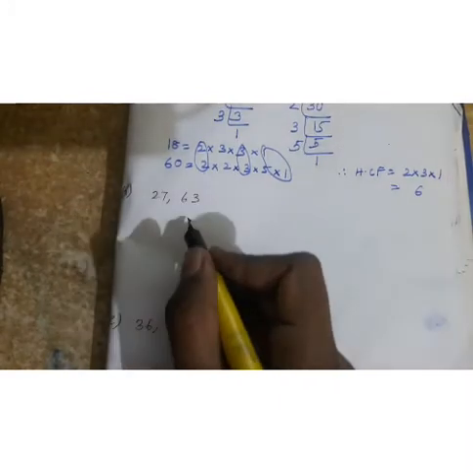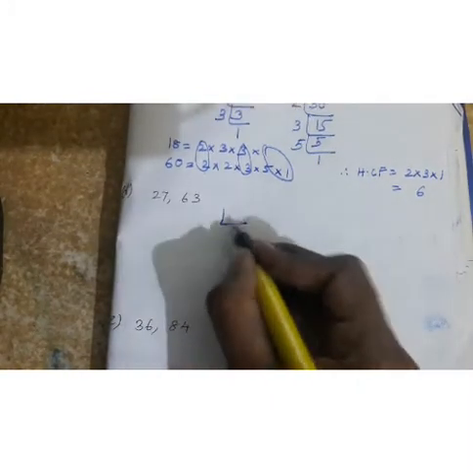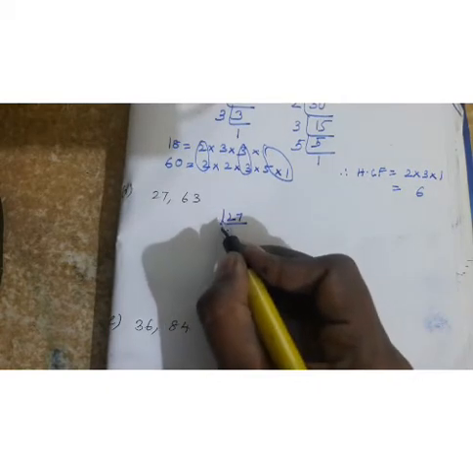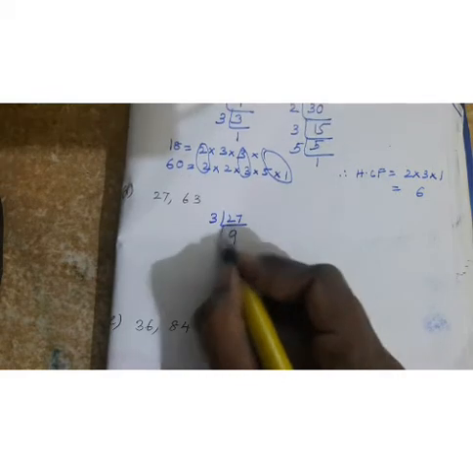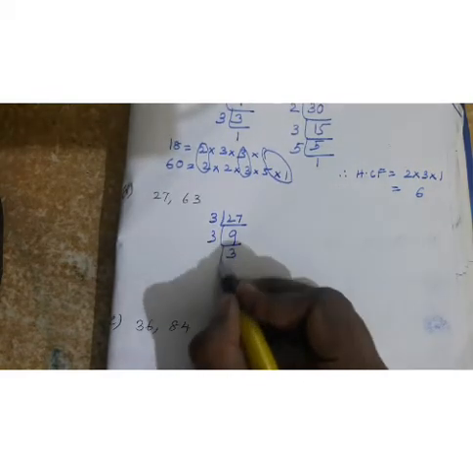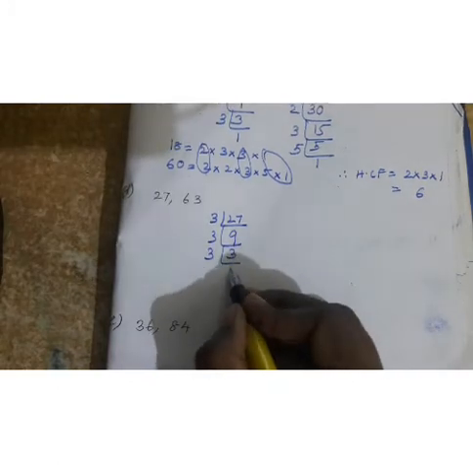D part: 27, 63. First find the prime factors of 27. 27 is divisible by 3. 27 divided by 3 gives 9. 9 divided by 3 gives 3. 3 is a prime number which divides by itself. 3 divided by 3 gives 1.